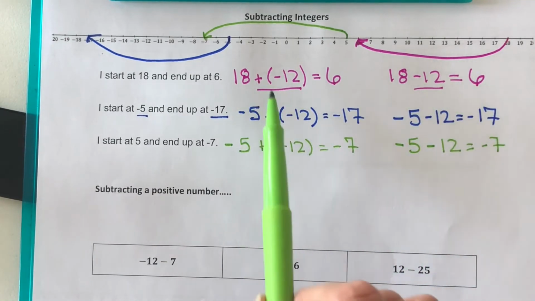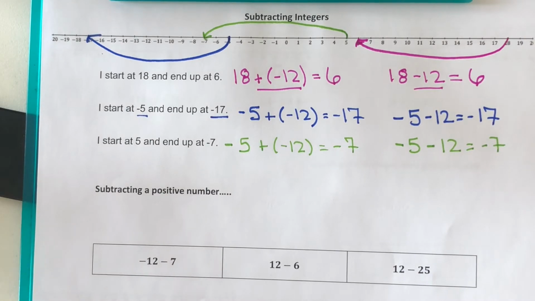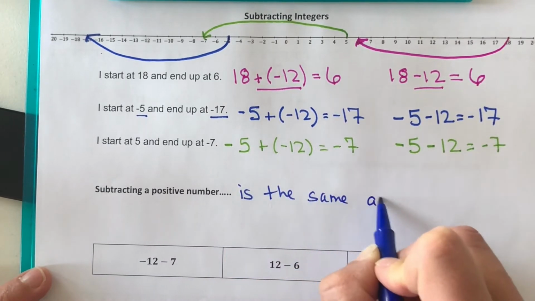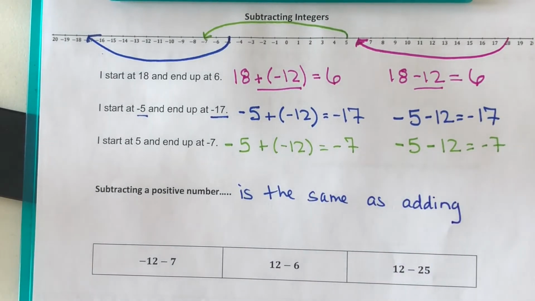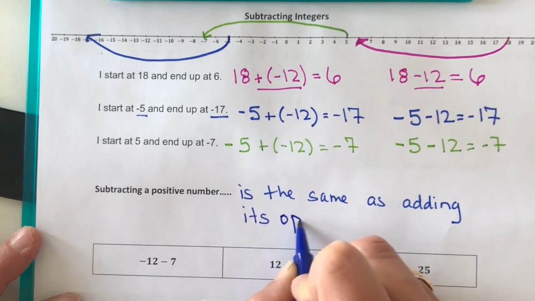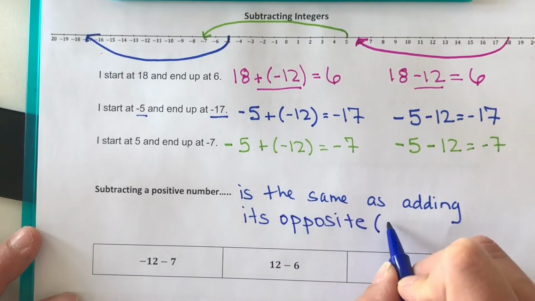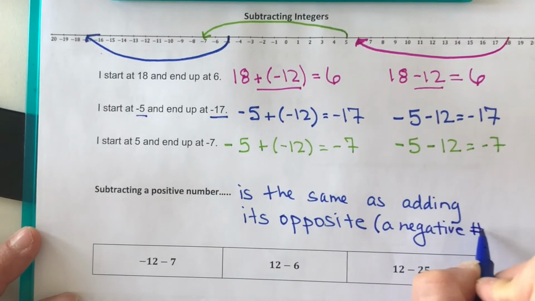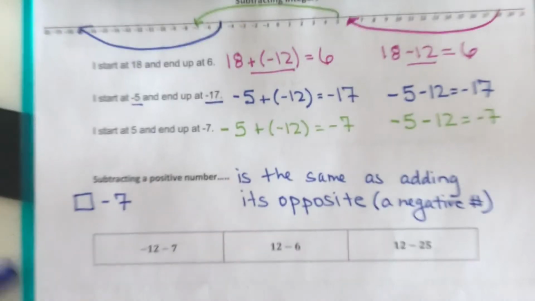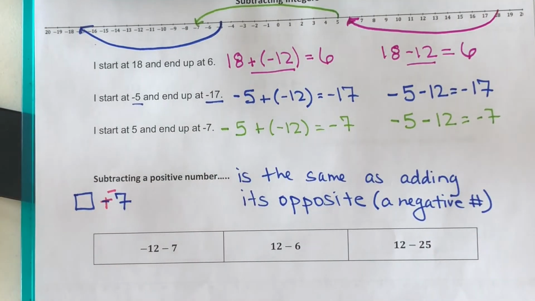So subtracting 12 and adding negative 12 have exactly the same result. That means that subtracting a positive number is the same as adding a negative number. Let's think about specifically what negative number that is. Here, subtracting 12 is the same as adding negative 12, and remember that 12 and negative 12 are opposites. So if we wanted to generalize this, we would say that subtracting a positive number is the same as adding its opposite, which would be a negative number. Regardless of where I start, if I have a number here and I subtract 7, I could rewrite that as adding the opposite of 7, or adding negative 7.